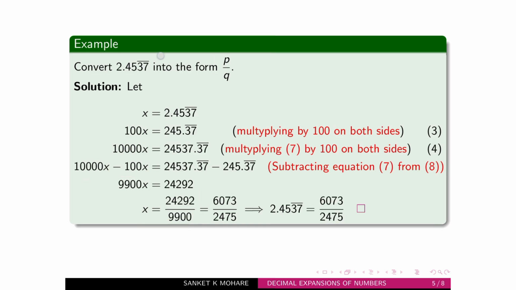Next example, convert 2.4537 bar into the form p by q.